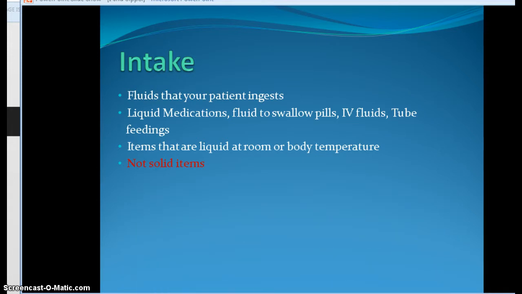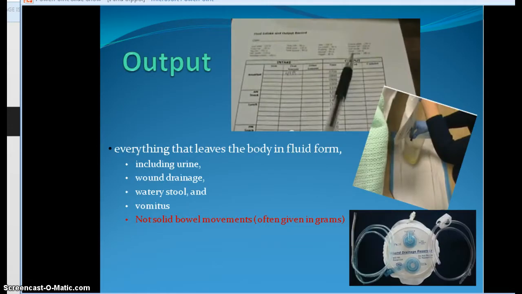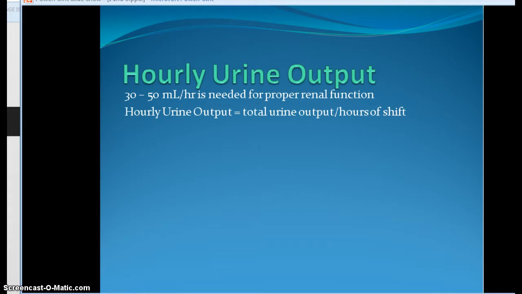A separate column on the chart is for output. For output, you're again recording all of the fluids, so everything that leaves the body in fluid form. This would include urine, any wound drainage, any watery stool, and any vomitus. Again, when you're dealing with a word problem, do not include solid bowel movements. Sometimes these are given in grams, and because grams cannot be converted to milliliters, they would not be included on the output chart. The final calculation that a nurse may need to do is to calculate the hourly urine output.